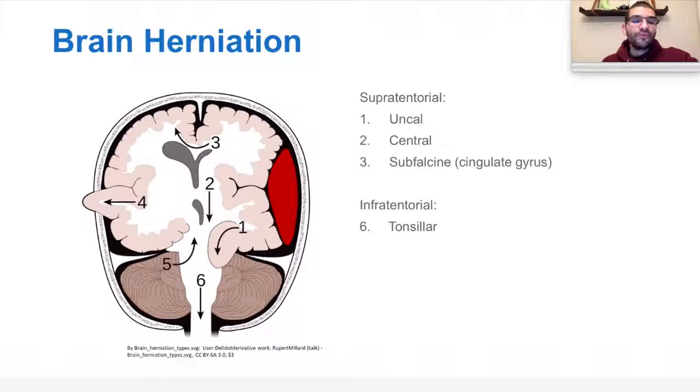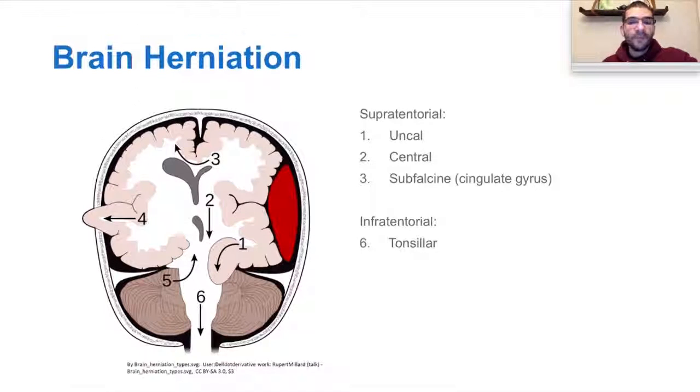The next thing I will discuss is brain herniation. When we describe herniation, we talk about a herniation as either supratentorial or infratentorial. The tentorium is a dural extension that separates the cerebrum from the cerebellum.